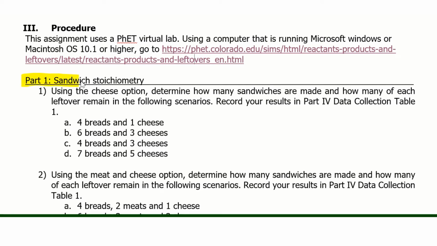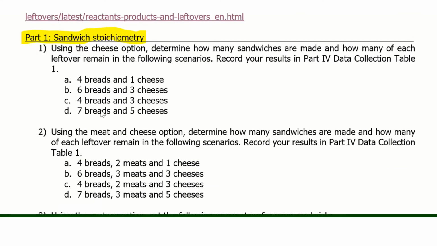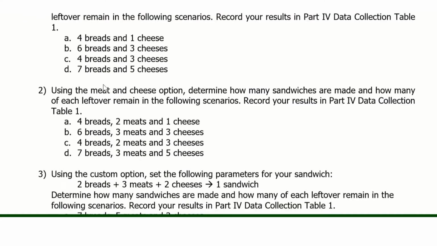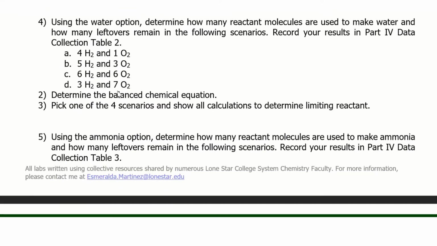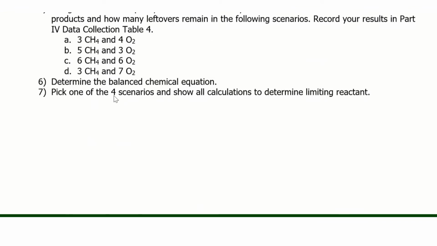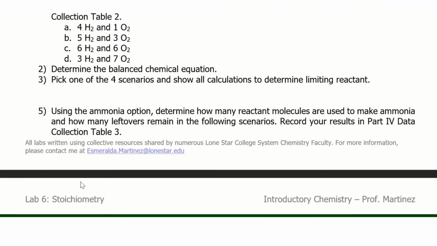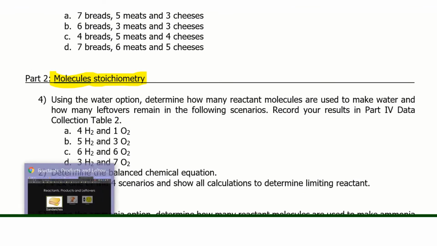So there's a part 1, sandwich stoichiometry, and I know that's kind of funny, but you'll see why it's sandwich stoichiometry. I was debating calling this lab sandwich stoichiometry, but I decided to just call it stoichiometry. So sandwich stoichiometry for part 1, and then molecules. Okay, so that makes more sense, right, in chemistry class. So you have two major parts to this data collection. Okay, so now I'm going to head over.